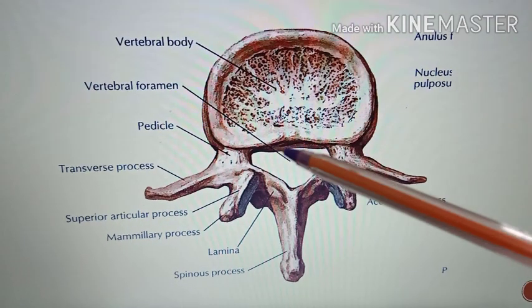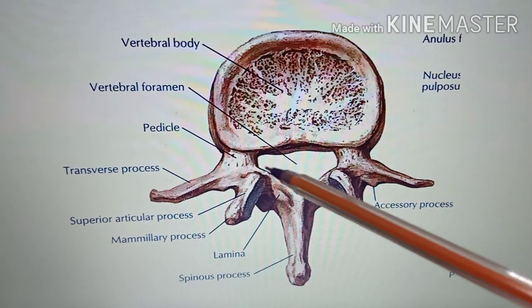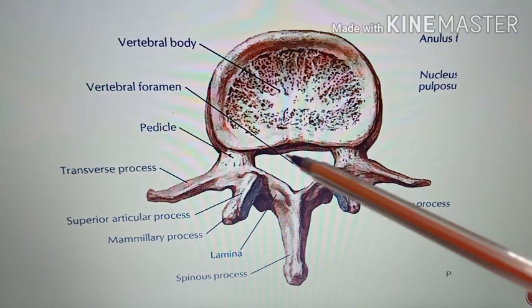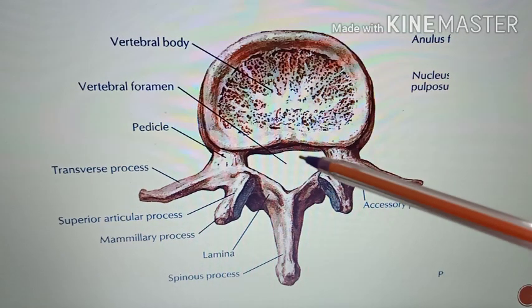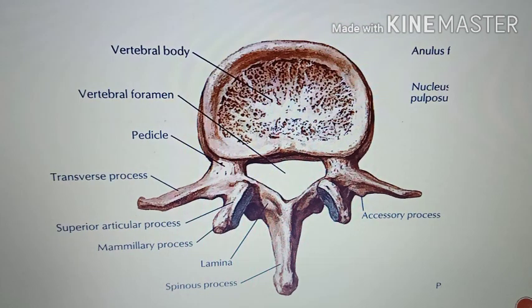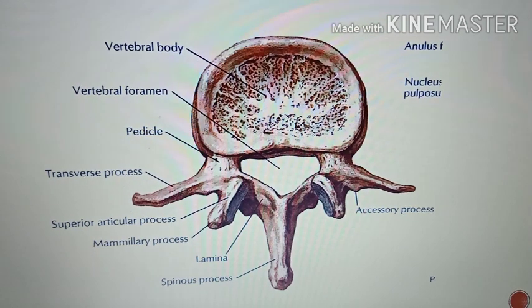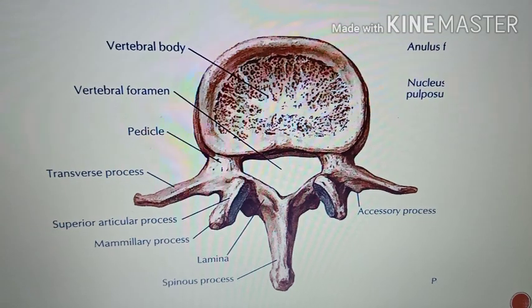Now coming to the vertebral foramen. So you can see this is the vertebral foramen. It is triangular in shape. So this vertebral foramen is larger than the thoracic vertebra, but it is smaller compared to the cervical vertebral foramen.